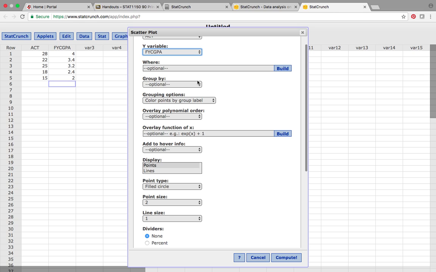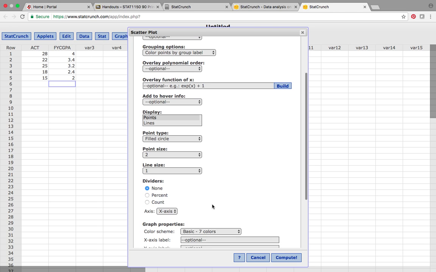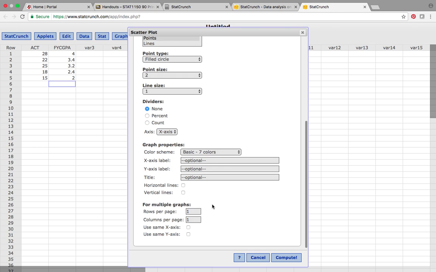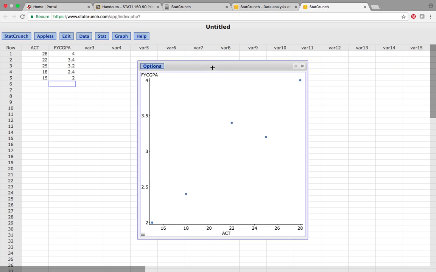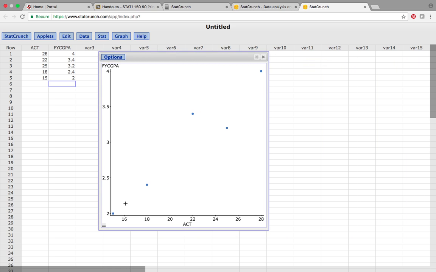You know, I can get into some fancy stuff here, group by, just different things. But I think I'm just going to go with the defaults here. So I'm just going to compute. And when I get this, I can see that, just as I said before, I have a linear trend. I have a positive relationship, and I have a strong relationship.